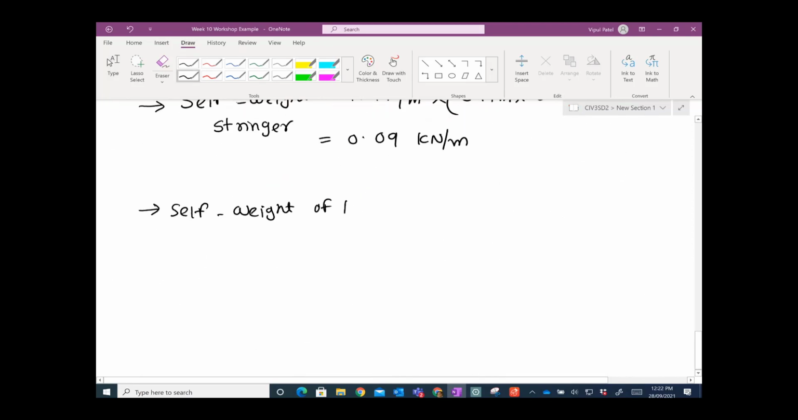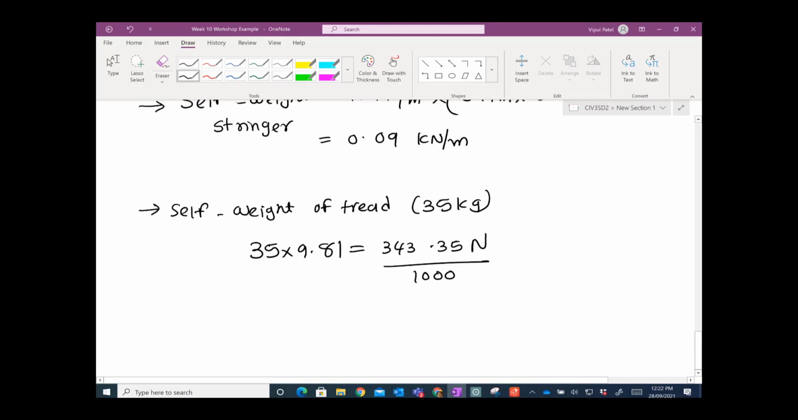Let's say self weight of thread. Each thread is 35 kilograms. Let's convert that into Newton: 35 times 9.81, that is just the gravity of the earth, gives me 343.35 Newton. Then we can convert into kilonewtons, divide by thousand, and you get 0.34 kilonewtons, right?